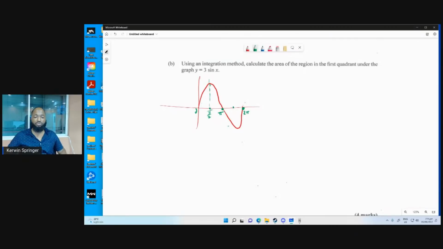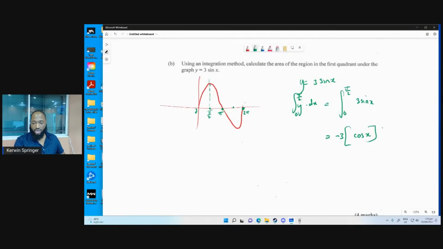That's the first quadrant. So to find the area, you put y is equal to 3 sine x, and then you integrate y with respect to x between 0 and pi over 2. So you integrate between 0 and pi over 2, 3 sine x. Integrating sine x, you already know you're going to get negative cos x. So you get negative 3 cos x, between pi over 2 and 0. So you just need to substitute that and done.